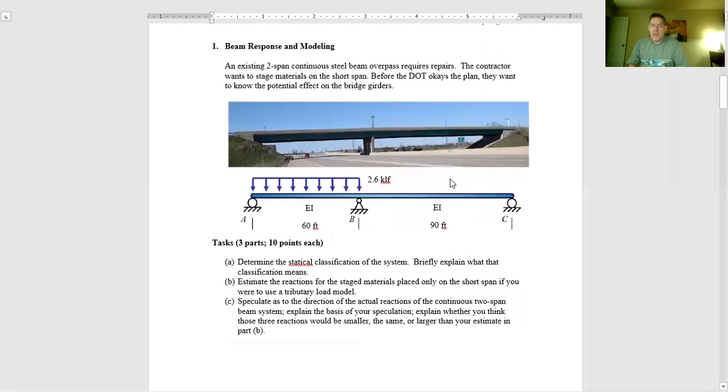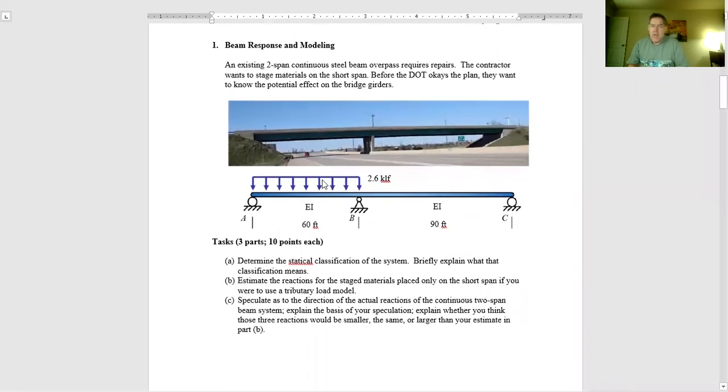All right, so in the first item, we had a two-span beam. You looked at material being staged only on one span. You were first asked to determine the statical classification. Is it determinate, indeterminate, or unstable? Of course, it turns out we have four independent reaction components, only three equations of equilibrium, no special conditions of equilibrium. So therefore, it is statically indeterminate to the first degree.